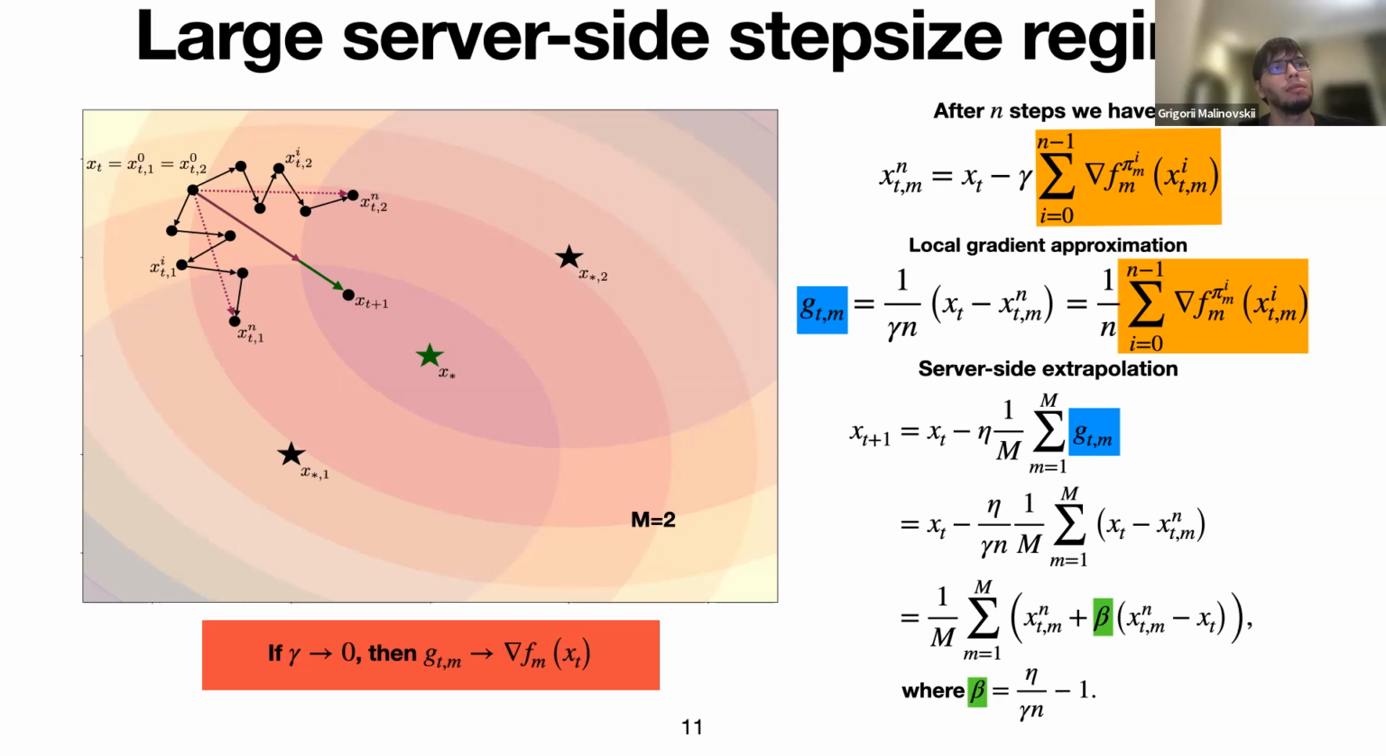And as we can see, federated averaging would be just a special case of this method if beta is equal to 0, and if beta is equal to 0, then eta should be gamma multiplied by n. So any questions?